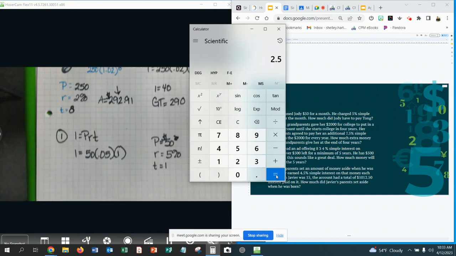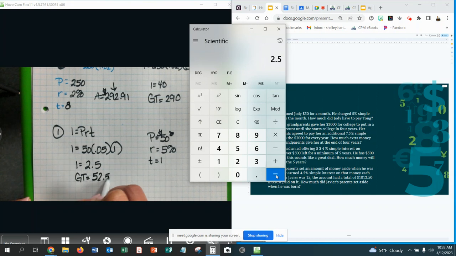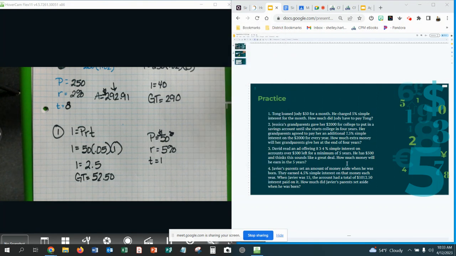So for 1 month, your interest is going to be $2.50. So at the end of 1 month, Tong is going to owe the other guy the grand total of $52.50. Okay? All right, let's do another one.